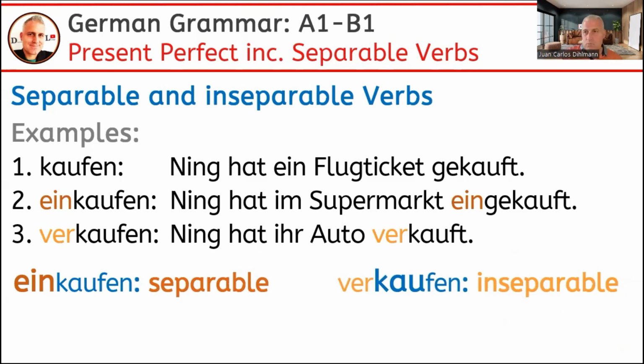Separable means that when I conjugate it, for example, in the present, I don't say ich einkaufe. I have to say ich kaufe ein. So the prefix ein is separated, whereas verkaufen doesn't work like this. I just say ich verkaufe, I sell. So it's inseparable. Ver is an inseparable prefix.